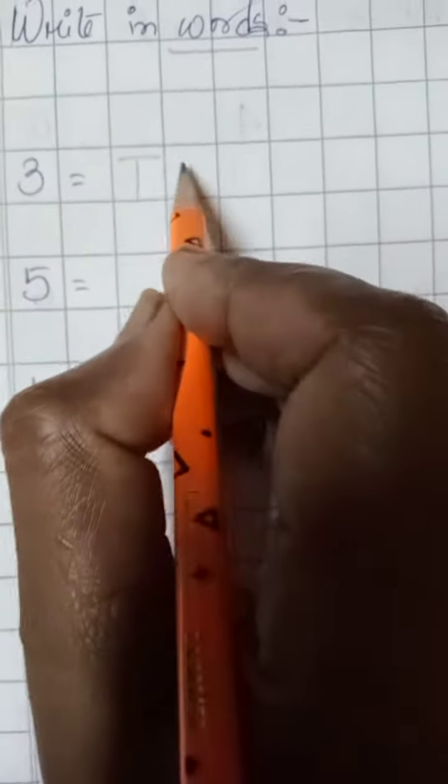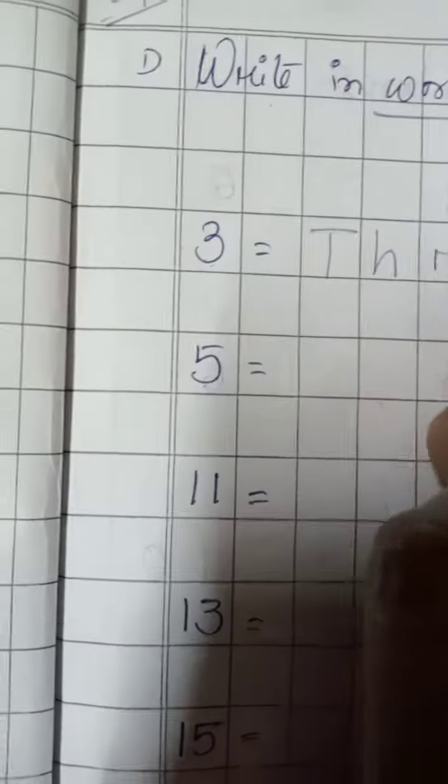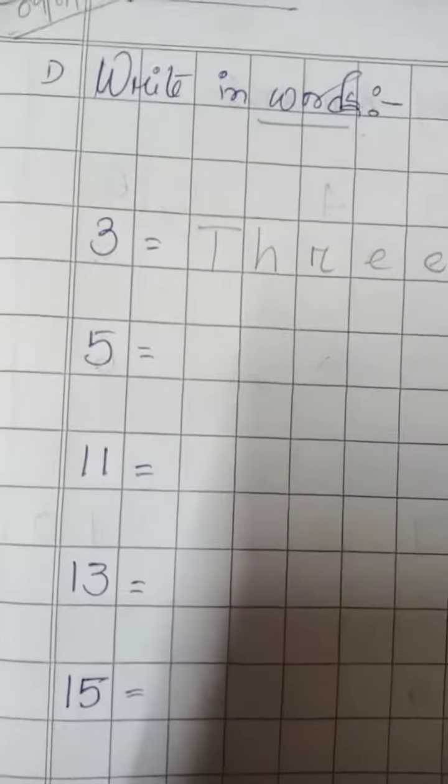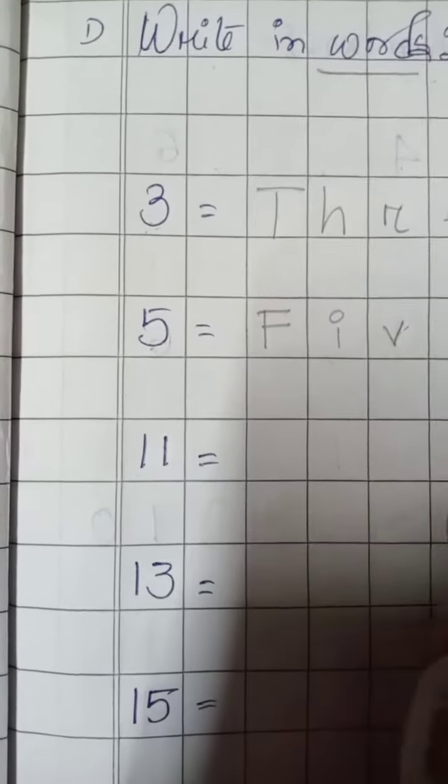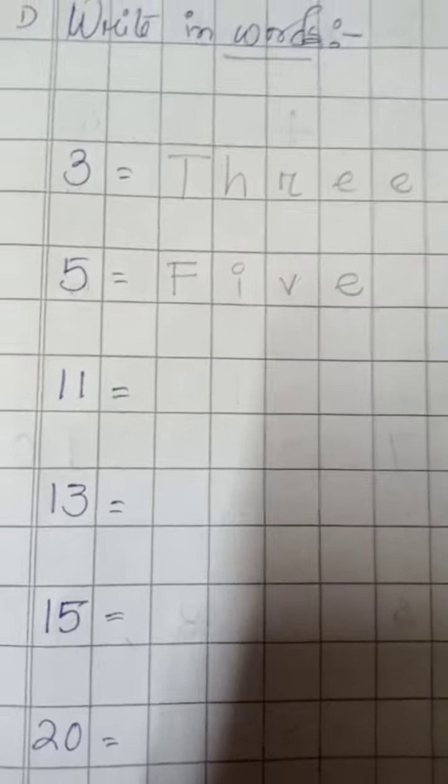This is number 3, so you have to write the spelling of 3. THREE, like this. This is number 5, you have to write the spelling of 5. 5 এর বানান লিখতে হবে. FIVE 5. Okay, like this.